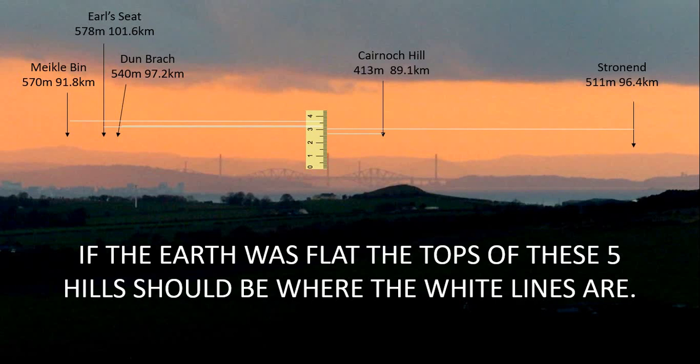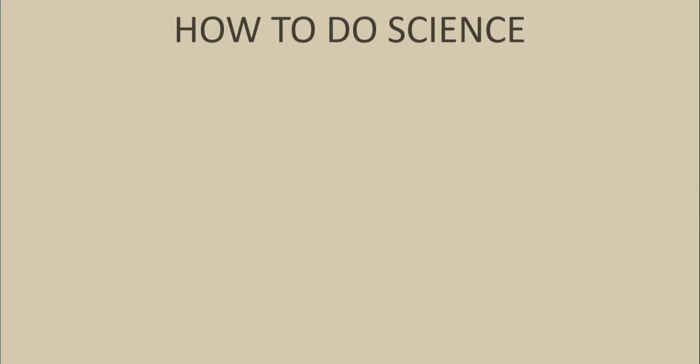So as I say, if the Earth was flat, the tops of these 5 hills should be where the white lines are. And they're clearly way, way below that. Now, my observation disproves a flat Earth.